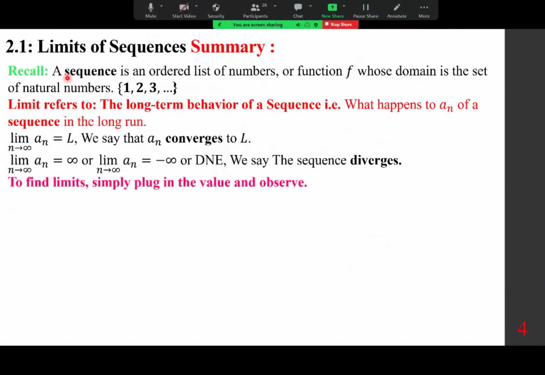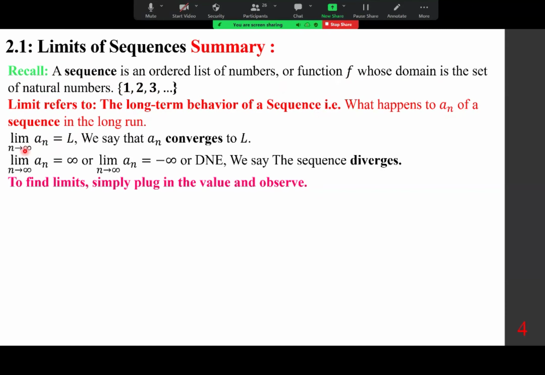So again, reminding everybody, we are going to go to 2.1, limits of sequences. Here's the summary, reminding everybody a sequence is an ordered list of numbers or a function f whose domain is the set of natural numbers or positive integers 1, 2, 3 to infinity. Limit refers to the long-term behavior of a sequence, i.e. what happens to a sub n of a sequence in the long run.